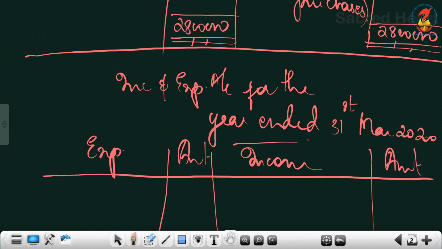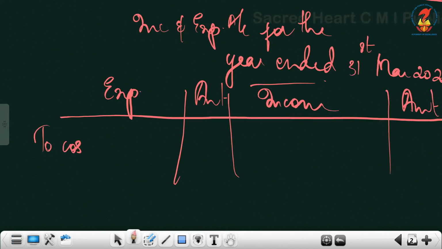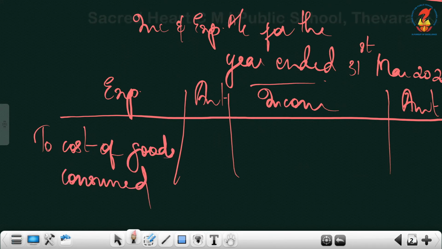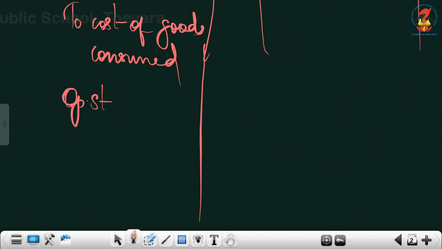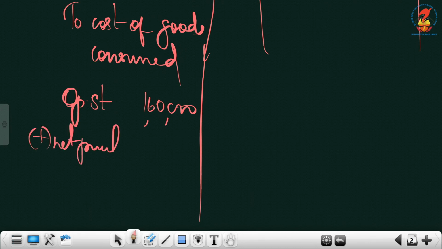And where will you write cost of goods consumed? This must be written on the debit side, being an expense. So, to cost of goods consumed, opening stock: take it from the opening balance sheet, that is 1,60,000, plus net purchases, meaning the credit purchases figure which we got from the creditors account. The amount is 26,80,000. So now the total is 28,40,000.